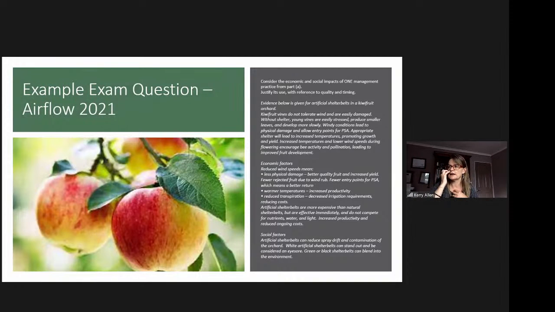And then here was the excellence. This time it talked about economic and social. So it's given you some issues, what the problem was. You had to justify one of those management practices. In this case, they've justified artificial shelter belts, and then they've talked about the economic and social reasons for doing that. Okay, so once again, you can read that by pausing the video.